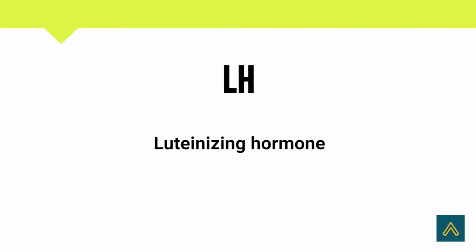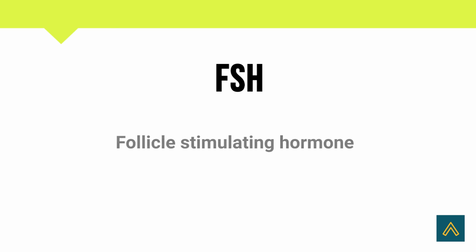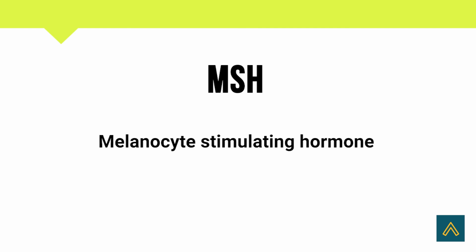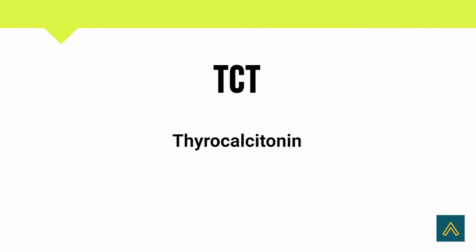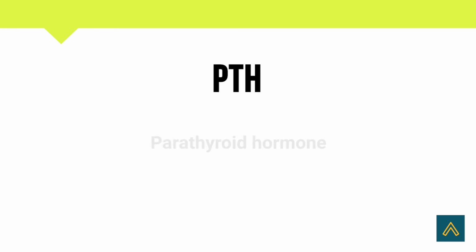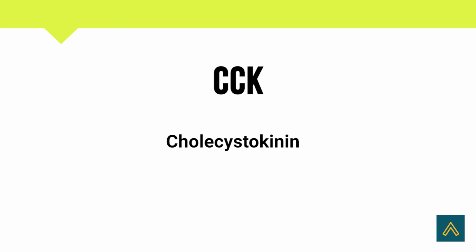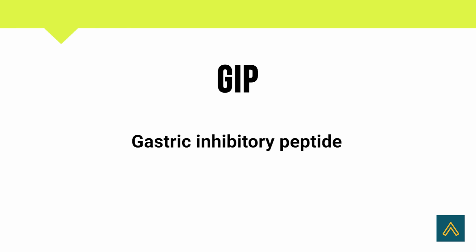LH. The full form of LH is luteinizing hormone. FSH. The full form of FSH is follicle stimulating hormone. MSH. The full form of MSH is melanocyte stimulating hormone. TCT. The full form of TCT is thyrocalcitonin. PTH. The full form of PTH is parathyroid hormone. CCK. The full form of CCK is cholecystokinin. GIP. The full form of GIP is gastric inhibitory peptide.